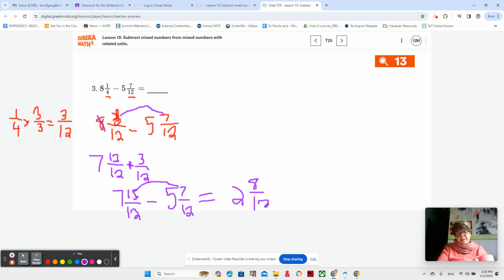Okay, and you are writing this down in your book. Make sure that you're getting these notes copied down. Make sure that you're clearly showing this borrowing right here. All right, as neat as possible.